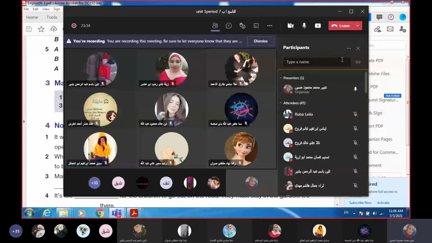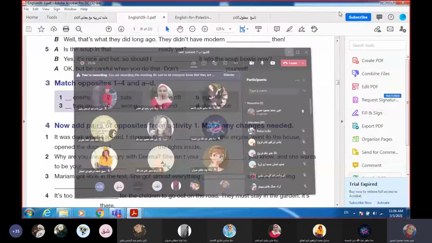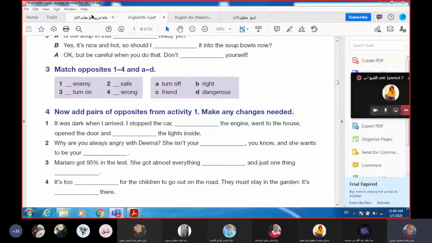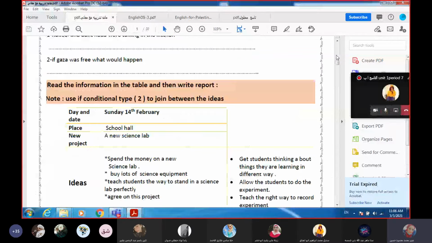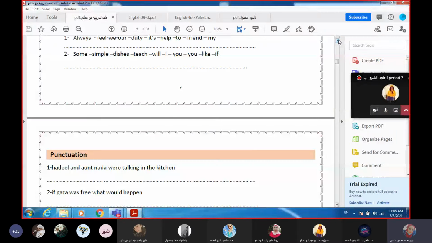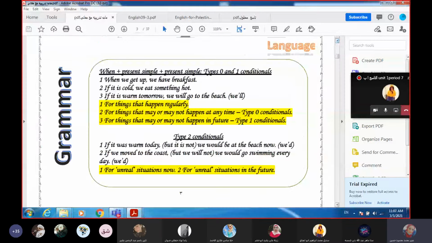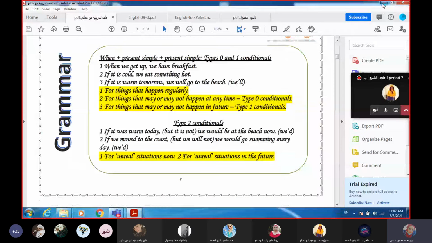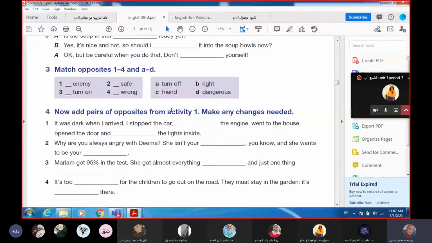Now let's move to our lesson today. At the end of our meeting, this is our training material. This is the rule. If clause type 0, if clause type 1, if clause type 2, conditional type 2. Okay? At the end of our meeting, we will go through the rule. Okay? Now let's continue.